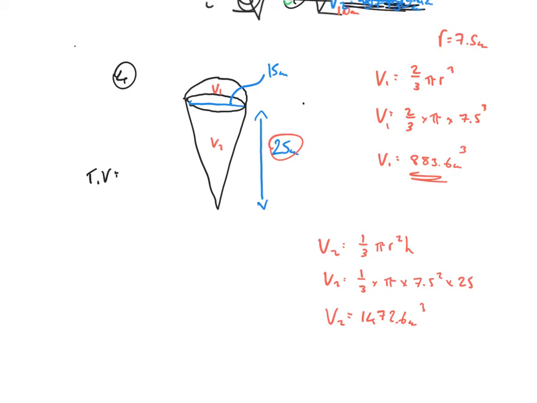Okay, next move as before. The total volume, let's add them together. 883.6 plus 1,472.6. 6 and 6 is 12, 2 down carry 1, 3 plus 2 plus 1 is 6, 8 and 7 is 15, 5 down carry 1, 4 and 8 and 1 is 13, 3 down carry 1, and the final answer is 2,356.2 cubic centimetres.